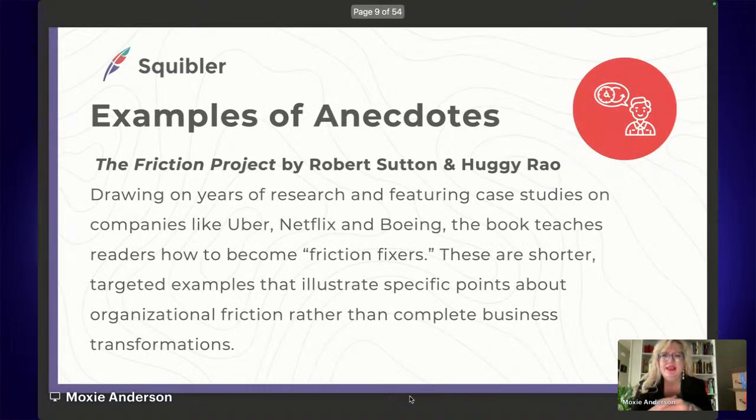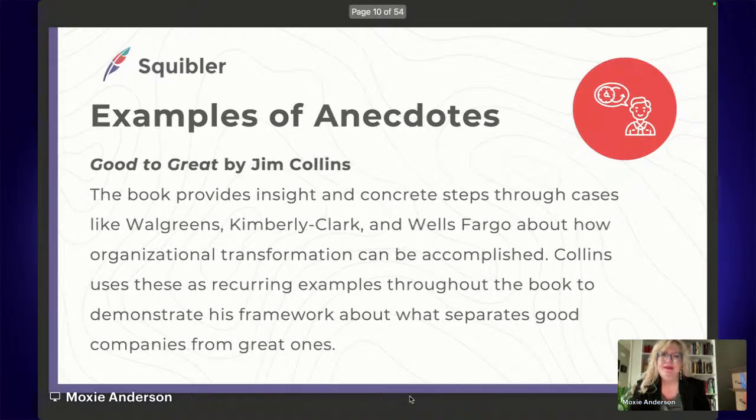readers. So an example of an anecdote here, The Friction Project by Robert Sutton and Huggy Rao. This book draws on years of research and features case studies on companies like Uber, Netflix, and Boeing. And the book teaches readers how to become what they call friction fixers. There are shorter targeted examples in this book that illustrate specific points about organizational friction rather than complete business transformations. So you get these really neat spots of information in these short anecdotes and digestible points for your readers.